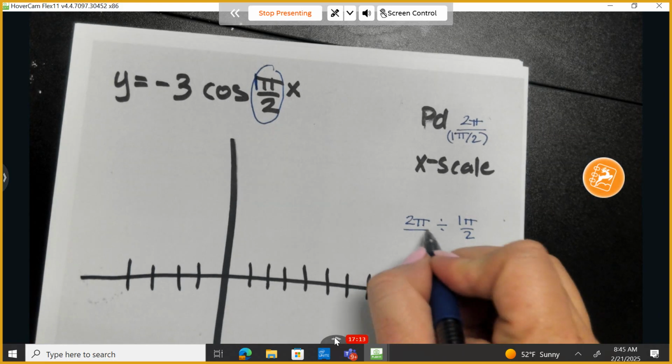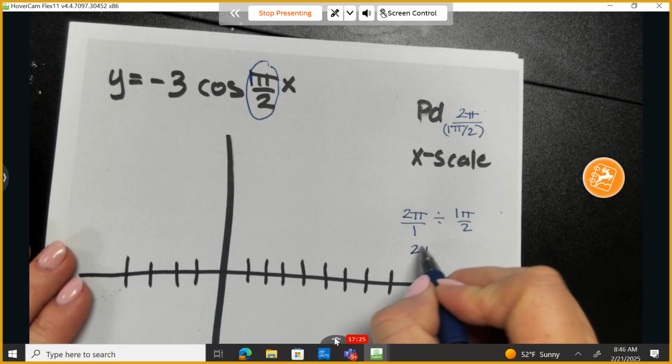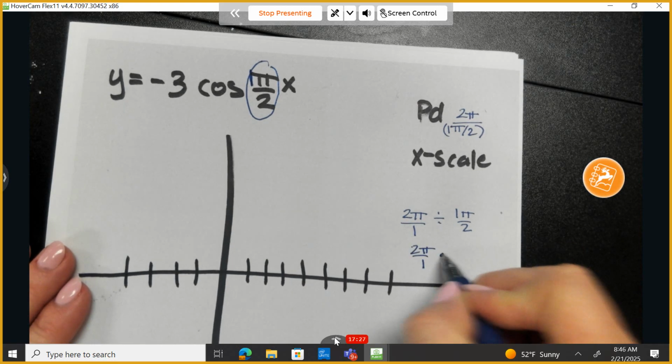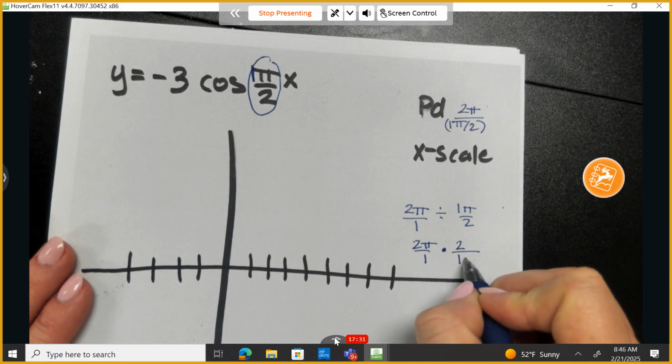Now, by the way, 2 pi has a 1 underneath. Who remembers what we do when we divide fractions? Do you remember that saying, stay, change, flip? Do you guys remember that from elementary school? Keep the first one, stay, change from division to multiplying, and flip the second fraction.